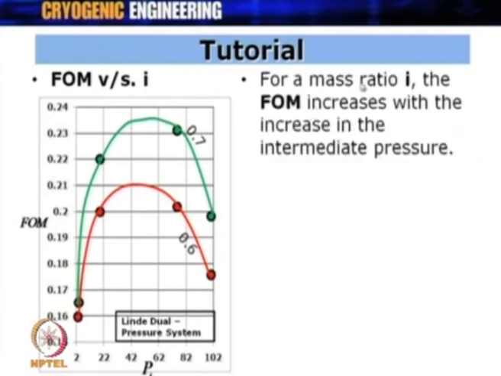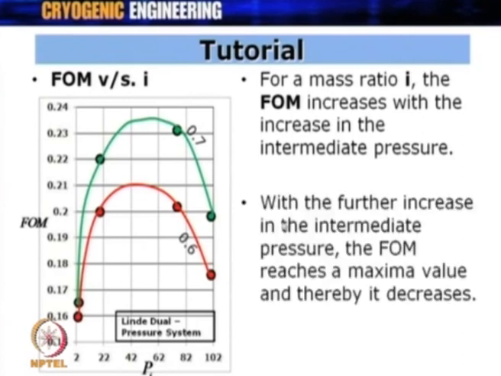All right. So, for a mass ratio of I, the figure of merit increases with the increasing intermediate pressure. With the further increase in the intermediate pressure, the figure of merit reaches a maximum value and thereafter it decreases.